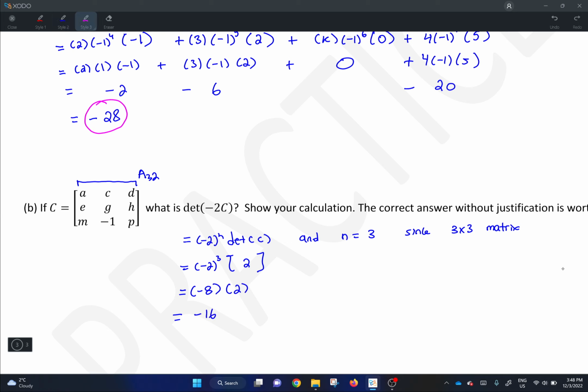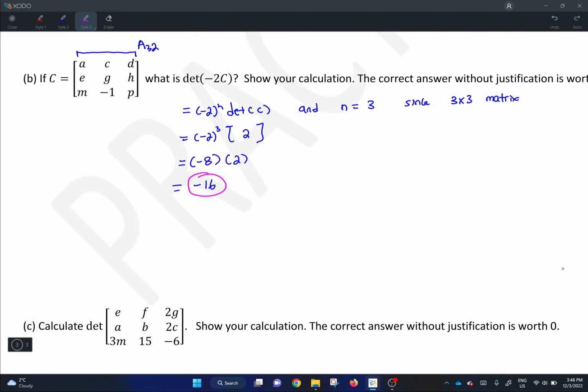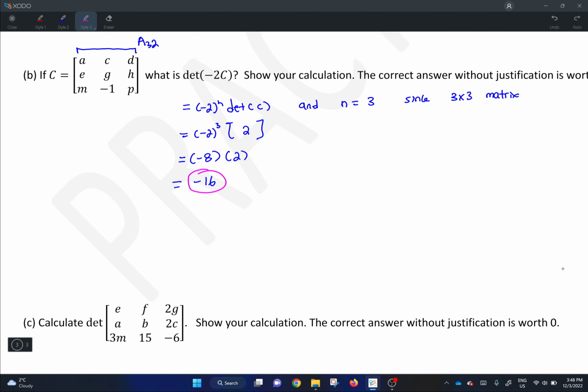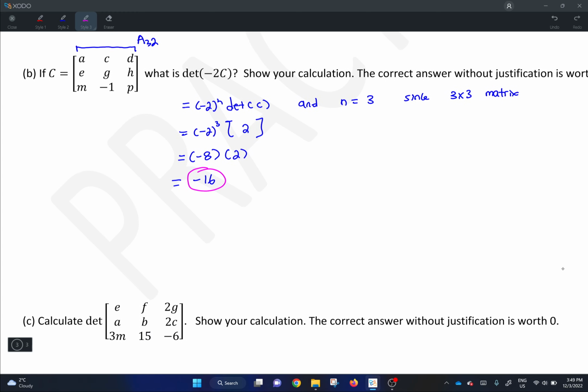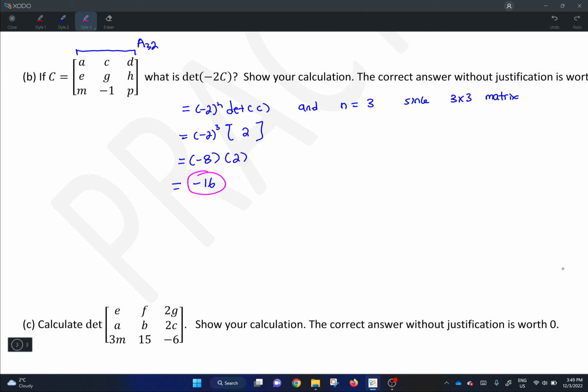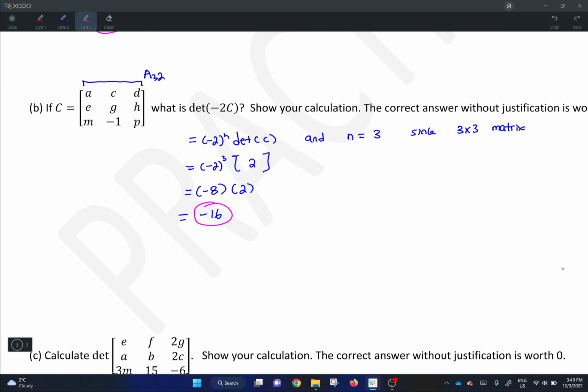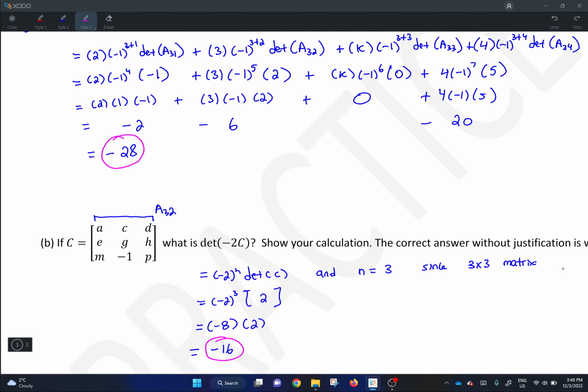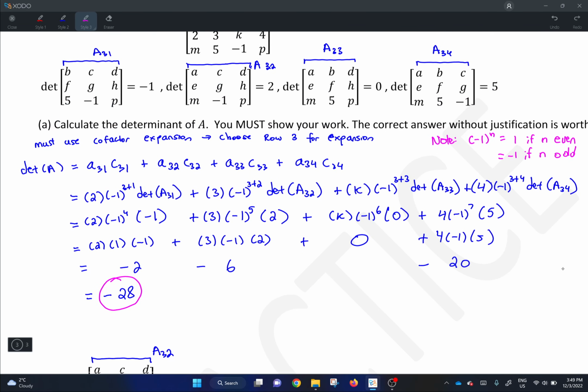That one was quick. Right, and then part C, calculate the determinant of a matrix that looks really bad. E, F, 2G, A, B, oh my god, what is this? We're going to look up which matrix has the E, the F, the G, the A, the B, the C, the M, the 15, and the negative 6. There's a 3M there, so let's just look for the M. So we want E, F, G, A, B, C, and then an M. So it has to be A34.